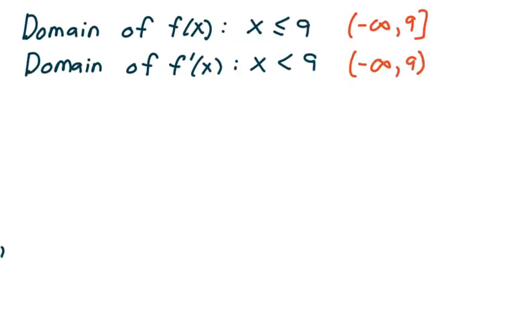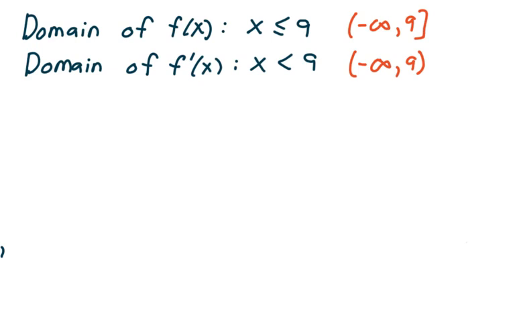The domain of f of x is the set of all x for which x is less than or equal to 9. Another way to write this is negative infinity to 9, where 9 is inclusive. And you represent that by a closed bracket.